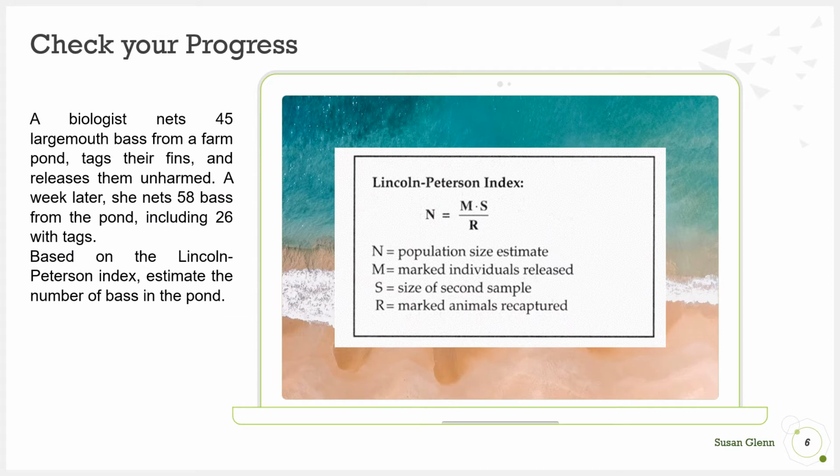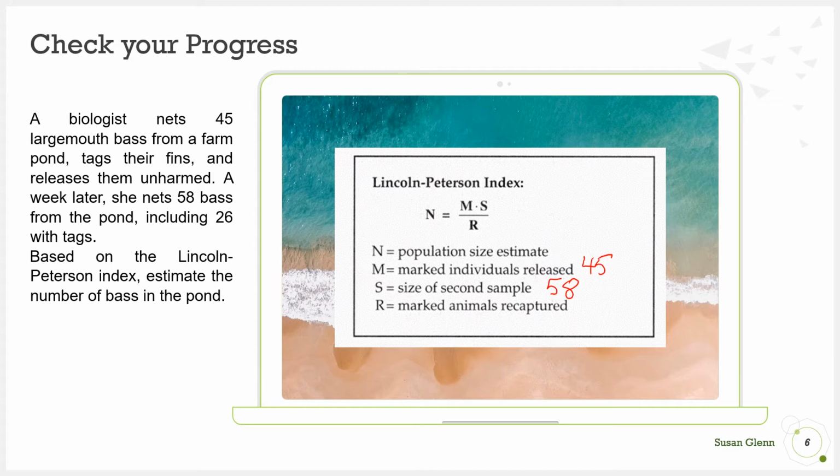You could use the Lincoln-Petersen index then to calculate estimated population size. Here's an example. A biologist nets 45 largemouth bass from a pond. So his first sample that he is going to mark is going to have 45 bass in it. He marks them with a fin tag and then releases them back into the pond. Then they catch their second sample, they catch 58 bass.